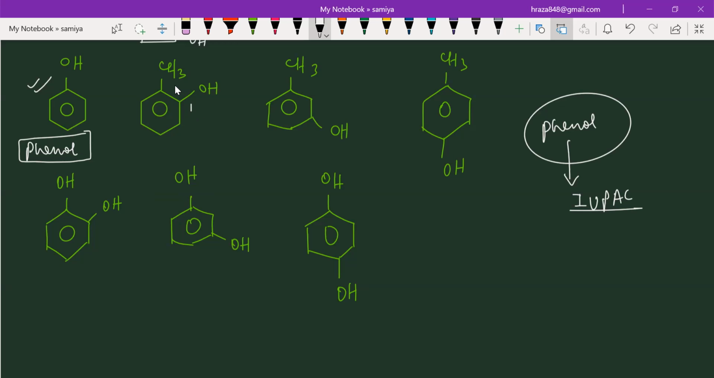What is the name of this? 1, 2. So this is basically 2-methylphenol. In the same way, 1, 2, 3. So what will be its name? 3-methylphenol. Can you name the last one?